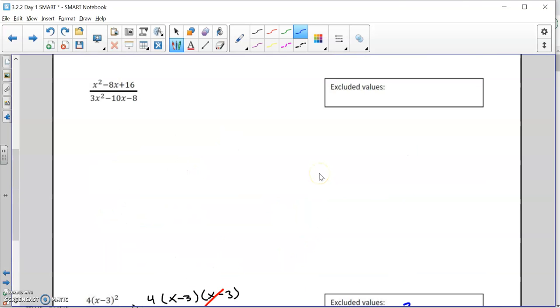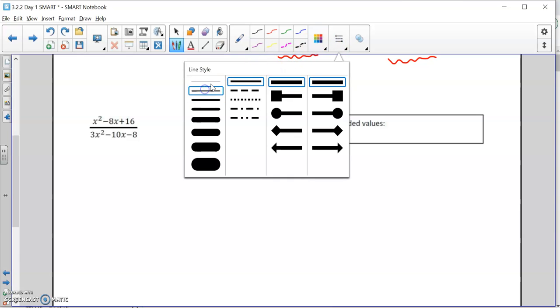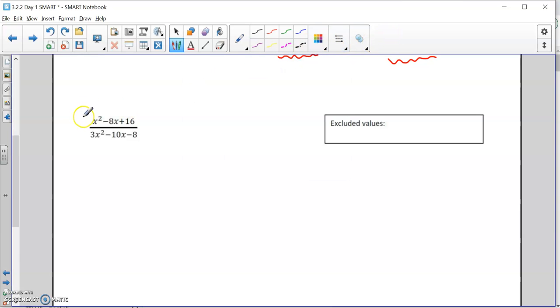Okay, and now we have this problem. Now this one is a lot more involved than the other two. It involves actually having to factor. This time we actually have to do step 1, whereas in the other two we were able to skip because we didn't have to factor anything. So let's go ahead and box and diamond our way through these two pieces.